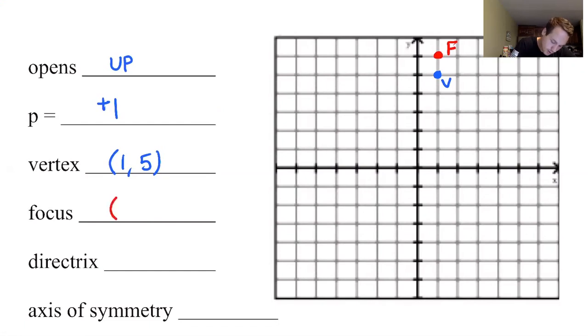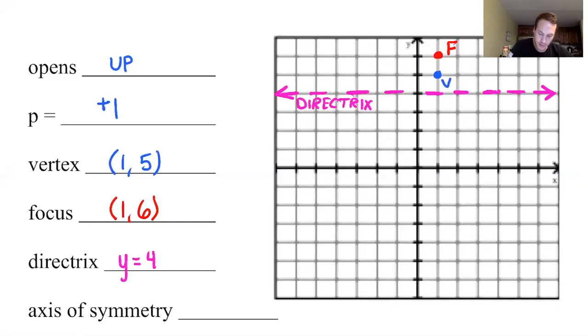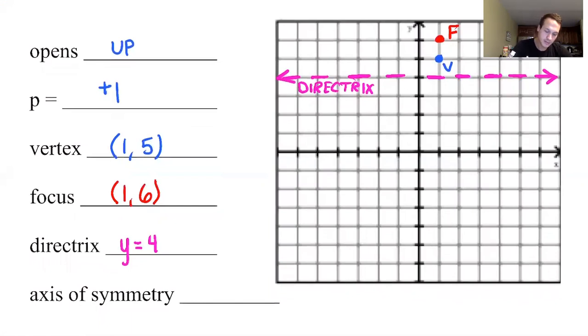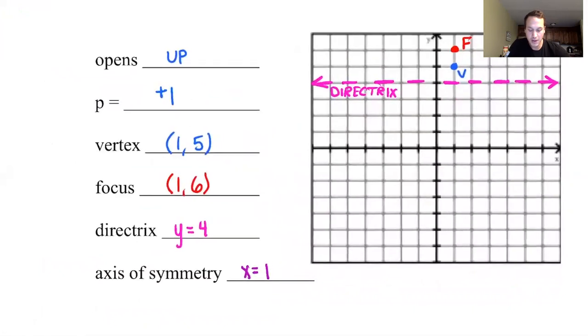That's the point 1, 6. My directrix, therefore, is 1 unit below. Okay, that's always the line y equals. In this case, it's going to be y equals 4. Axis of symmetry, I can already write that down. That's x equals 1.